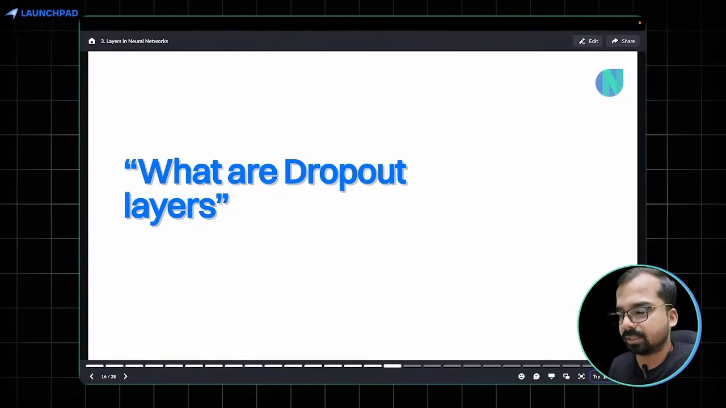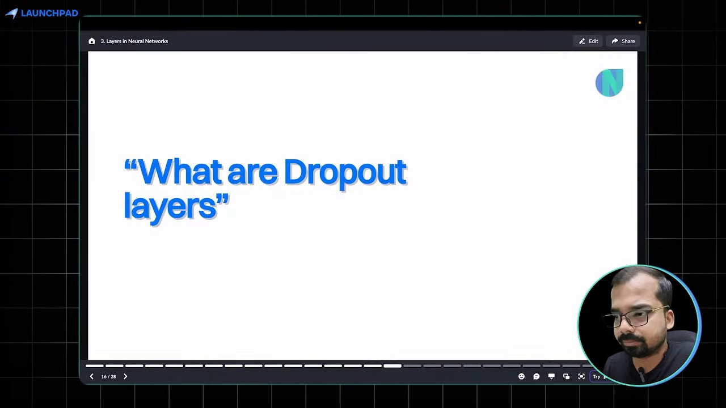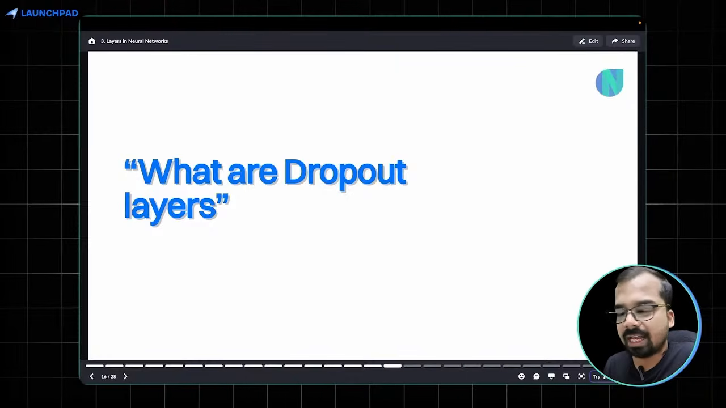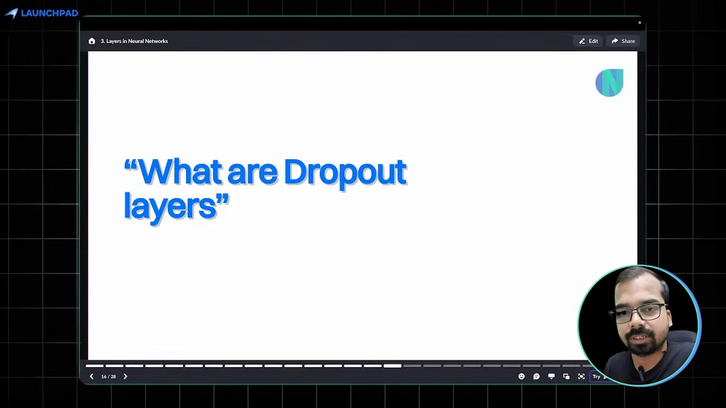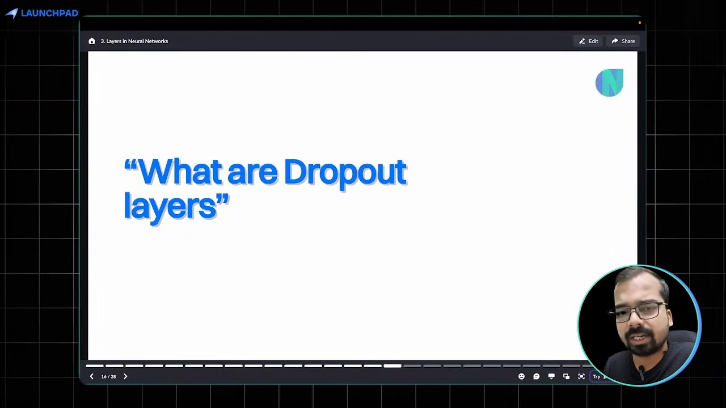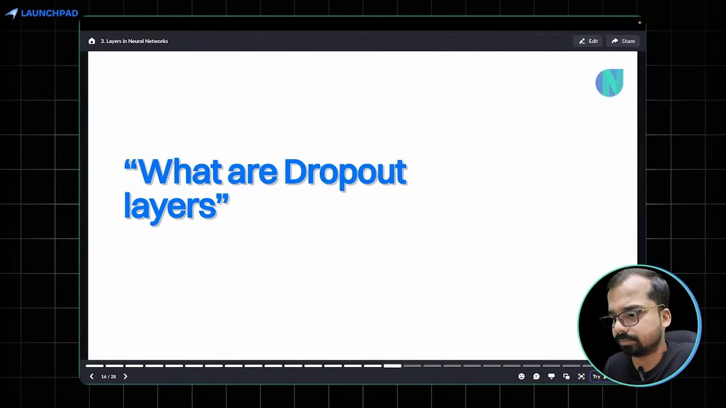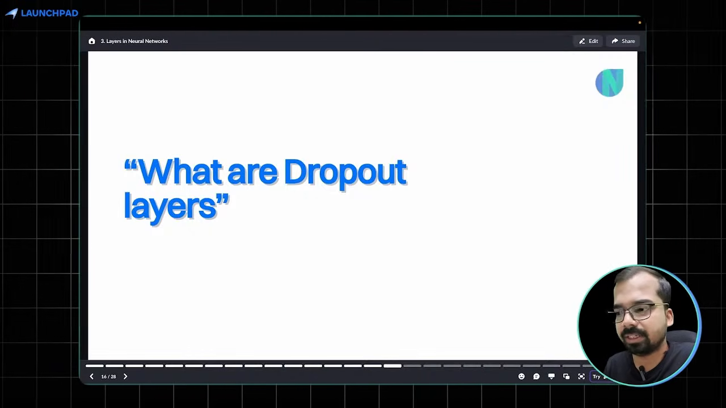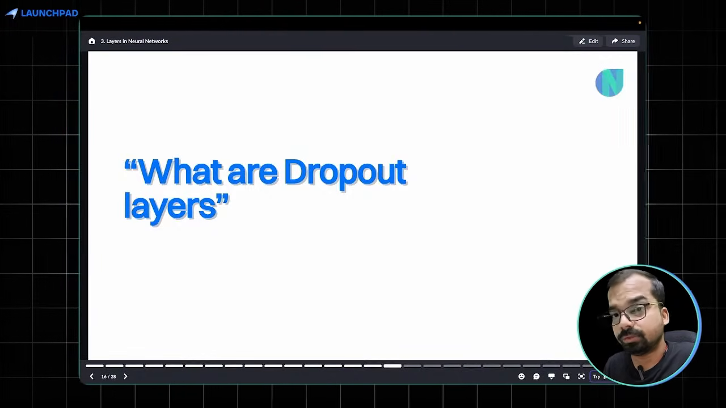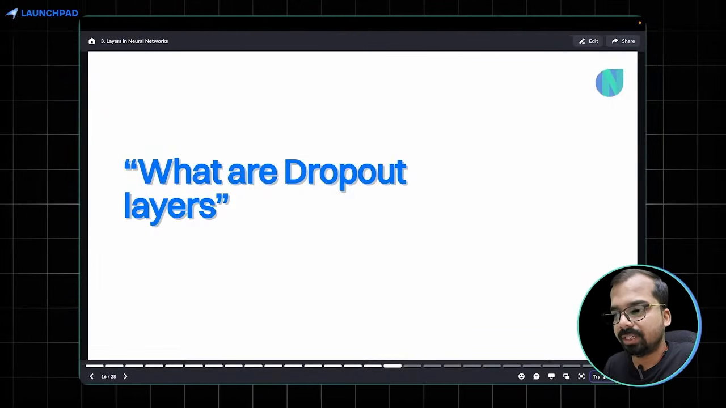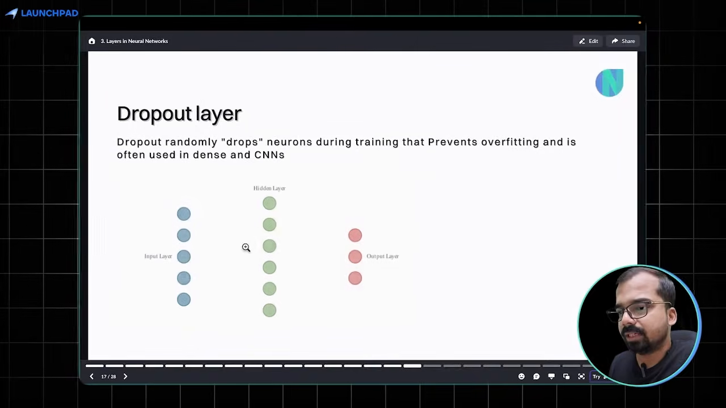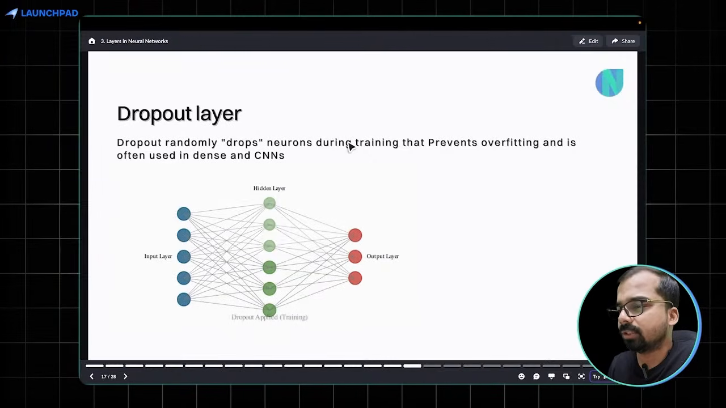Now what are dropout layers? If you have studied random forest, over there, if you have a lot of depth in your random forest, your model might overfit. Every model has ways of regularizing the process so that overfitting gets reduced. Over here also we have the concept of dropouts. Dropouts are used for regularization so that our deep neural network does not overfit. Dropout randomly drops neurons during training.